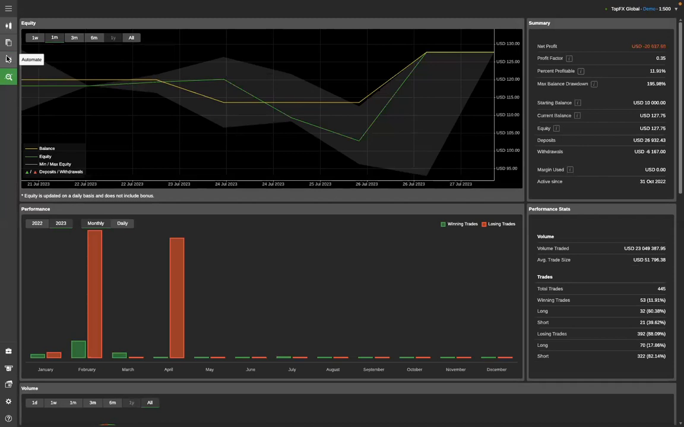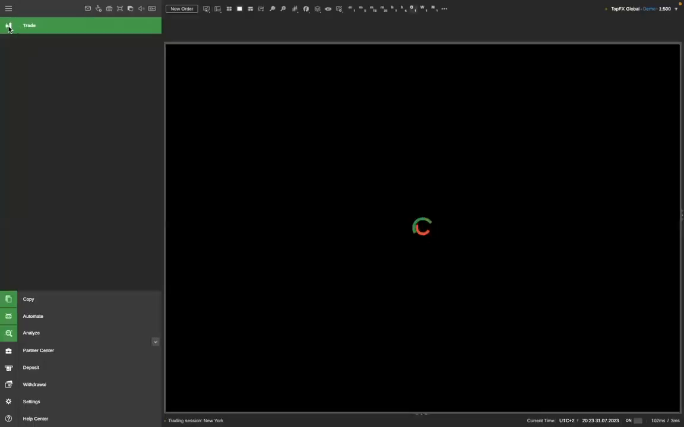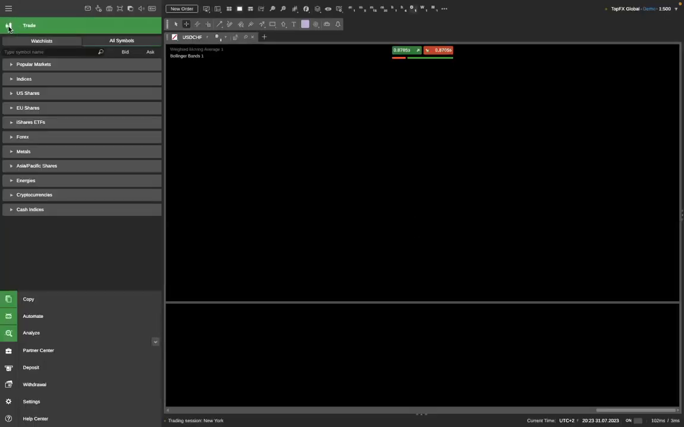Okay, incorporating risk management principles with the stochastic indicator is paramount to successful forex trading. When you set appropriate stop loss levels, when you calculate the position size based on the risk to reward ratio, and analyze past trades, then you can protect your capital and make informed trading decisions. Okay, so please don't forget about this.